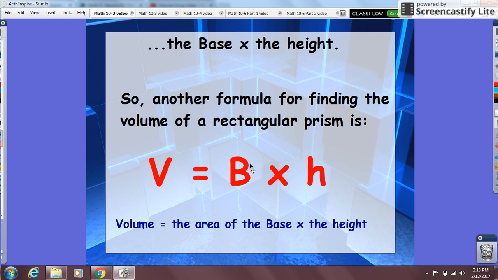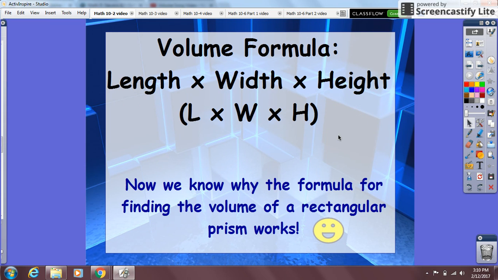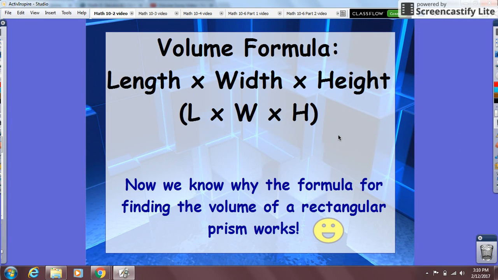Remember, we don't say area because area is the unit of measure we use when we're finding the measurement for a two-dimensional figure. And our rectangular prisms are three-dimensional, so that's why we call that the base. But the way to find the base is the same as finding the area, which is length times width. So we know that we have a formula for finding the volume, which equals length times width times height. And now we know why the formula works.